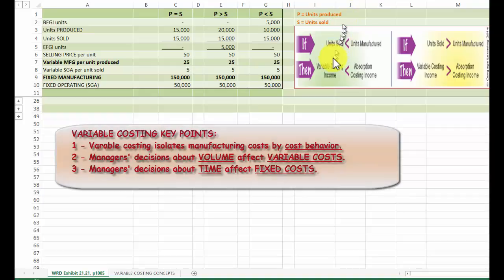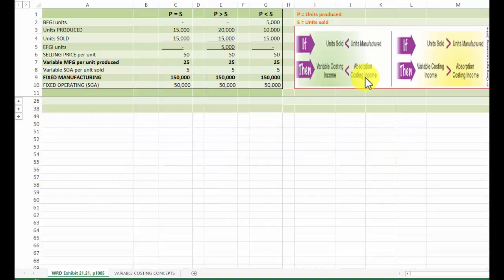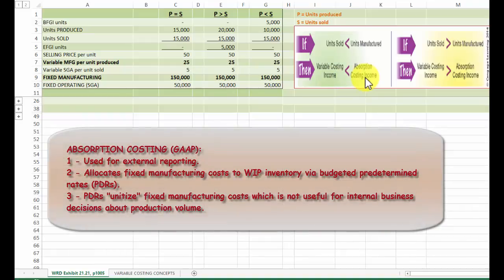As you will recall, variable costing is an internal use only costing system where costs are isolated by cost behavior. Only the variable costs become part of work in process, and all fixed costs are expensed in the period that they are incurred. Absorption costing, or GAAP accounting, is required for external financial reporting purposes, and it includes all manufacturing costs, both variable and fixed, in the work in process account.